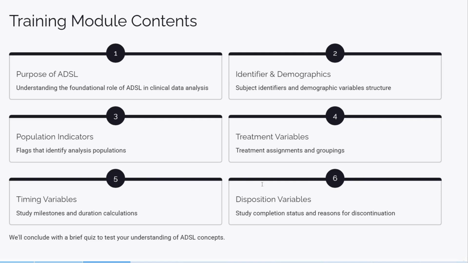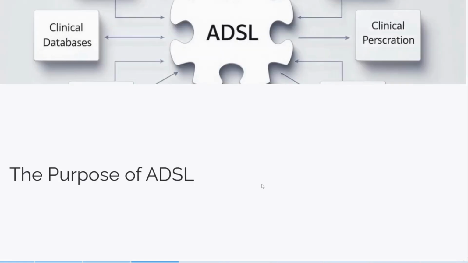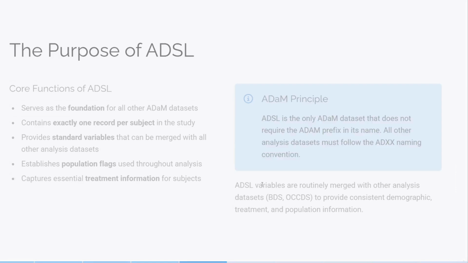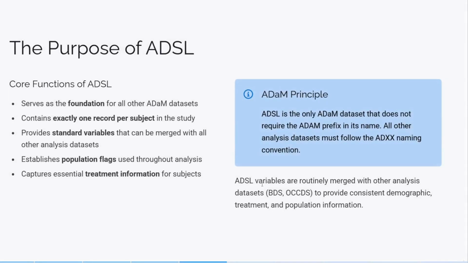Let's continue with the next slide. What is the purpose of ADSL? The ADSL dataset is created as a dataset that contains all the subject level analysis information needed for the study in a single place. The basis for creating the ADSL dataset is the SDTM demographic dataset. The dataset contains required variables as well as relevant subject level information.